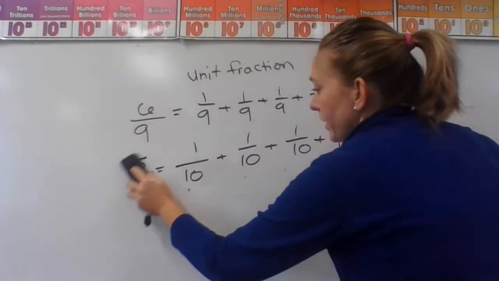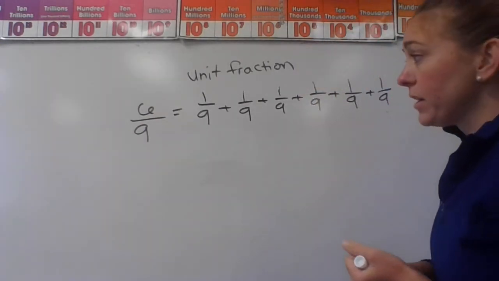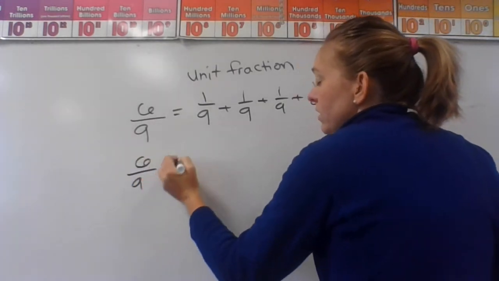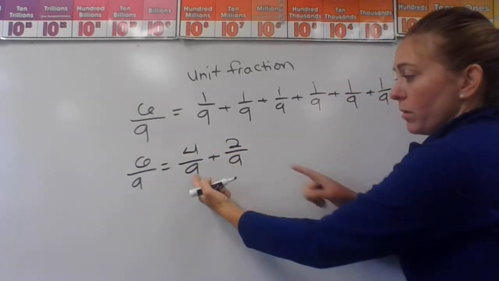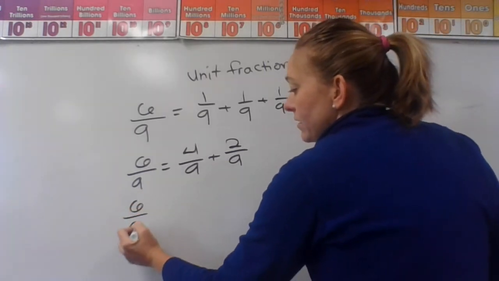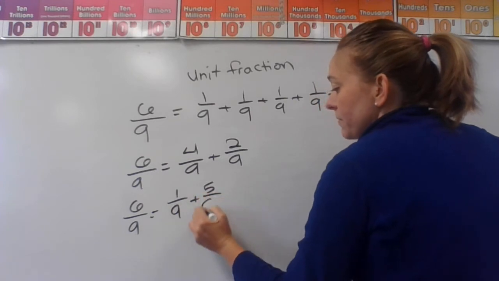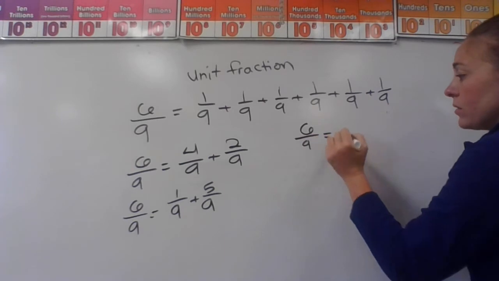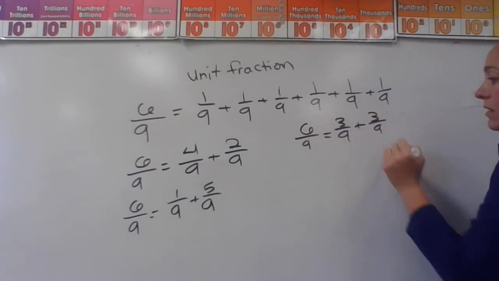There are lots of different ways, though. If we look back at 6/9, I could do other ways as well. I could say that 6/9 equals 4/9 plus 2/9. 4 plus 2 is 6. I could say that 6/9 equals 1/9 plus 5/9. We could say 6/9 equals 3/9 plus 3/9.